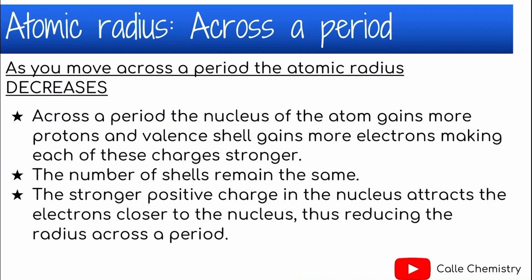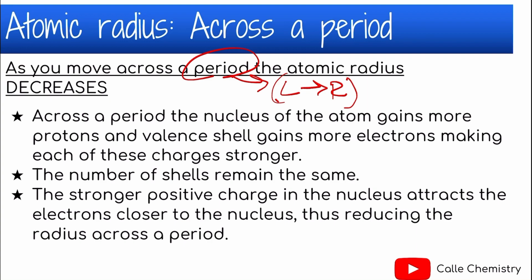Now, as you move across a period, the atomic radius is decreasing. A little bit of review: period meaning left to right on the periodic table. So across a period, the nucleus of the atom is gaining more protons, and the valence shell is gaining more electrons, making each of these charges stronger. Now, across a period, the number of shells remains the same. Remember that the period number indicates the number of orbitals the element has in that period.